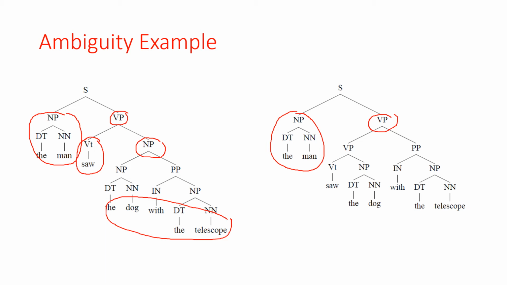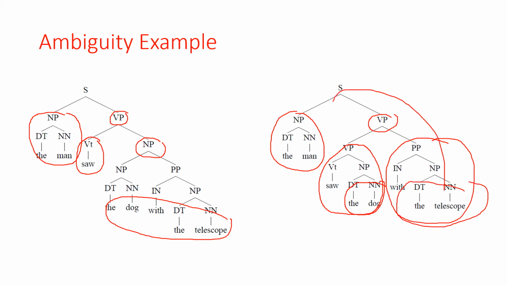Then the right tree has the verb phrase saw the dog and the prepositional phrase with the telescope, which refers to the man. So the telescope in the right parse tree belongs to the man. The object of the sentence is the dog. The man saw the dog, and the instrument that he was using to watch the dog is the telescope. So the telescope here belongs to the man.